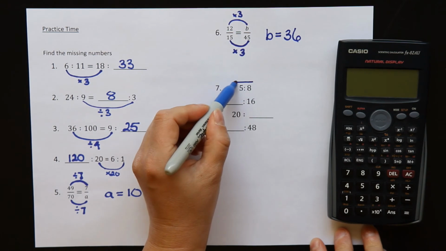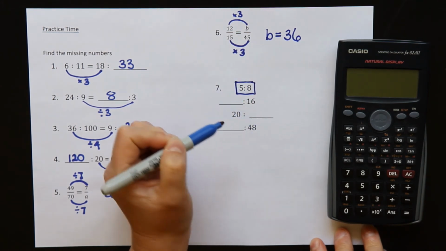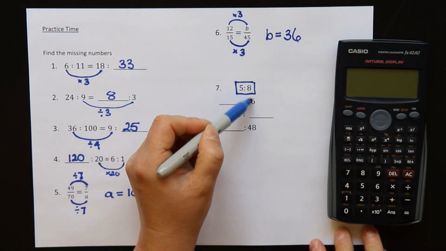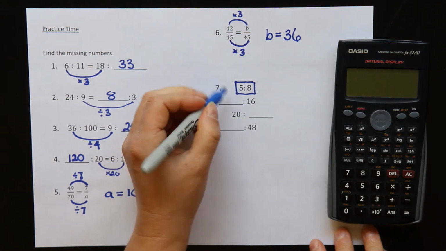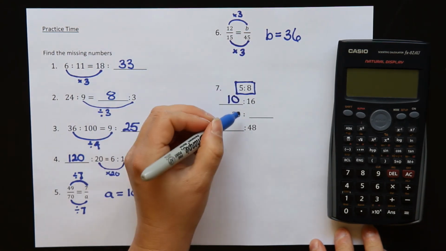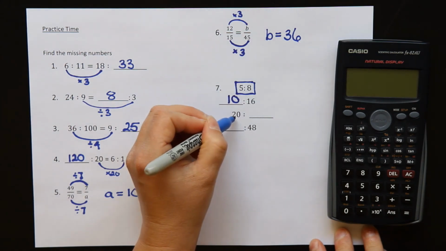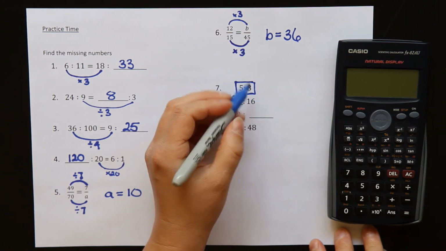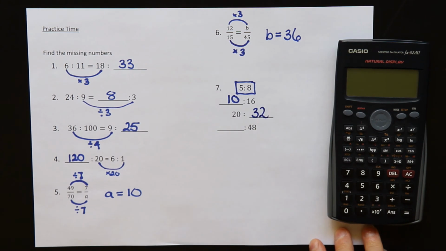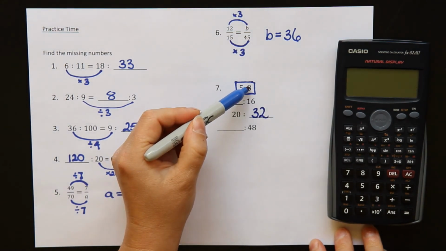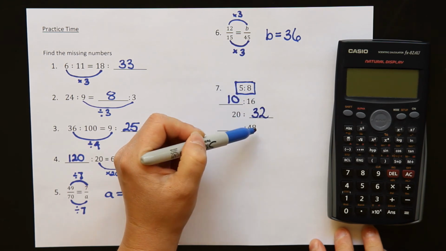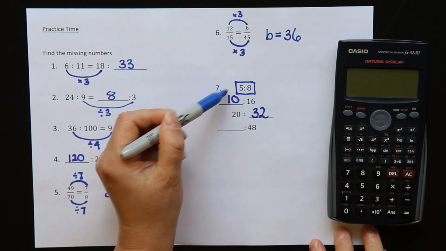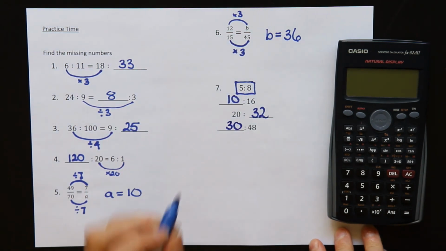Question 7, this is my starting ratio. I need to find these 3 missing numbers here. In this first ratio, I've multiplied by 2 to get from 8 to 16. So multiplying 5 by 2, we get 10. In the second one here, 5 and the 20 go together. I'm multiplying by 4. 5 4s are 20. So 8 times 4 is 32. And finally, 8 and 48. 6 8s are 48. So I need to multiply by 6. 6 times 5 is 30.